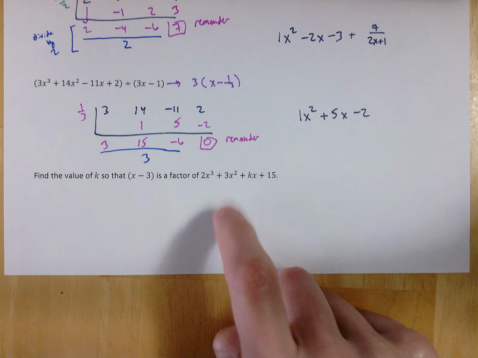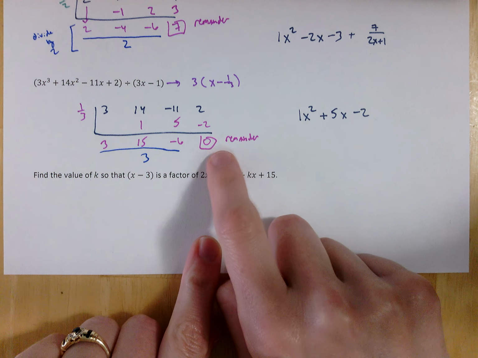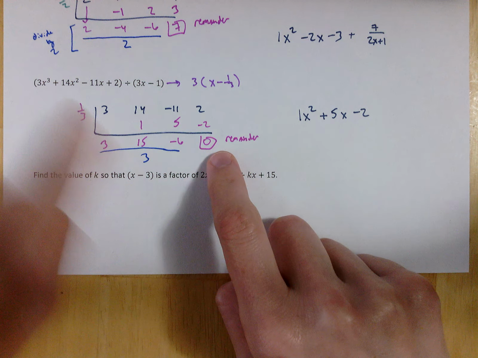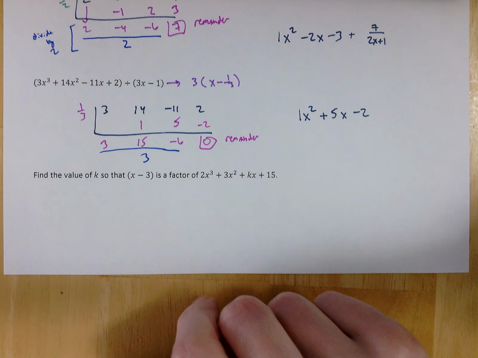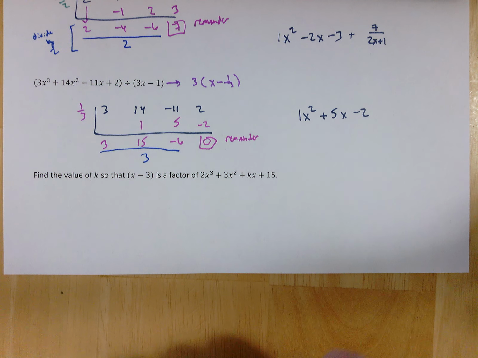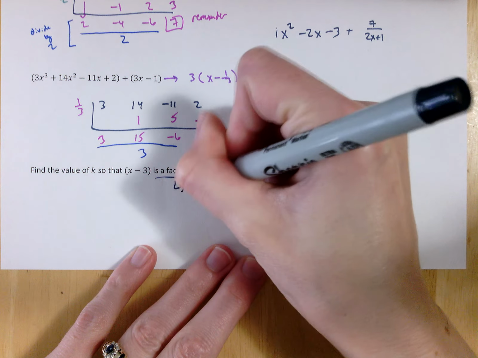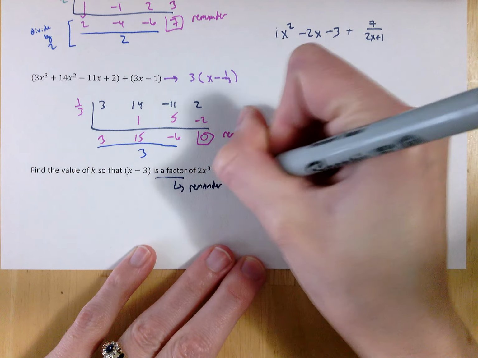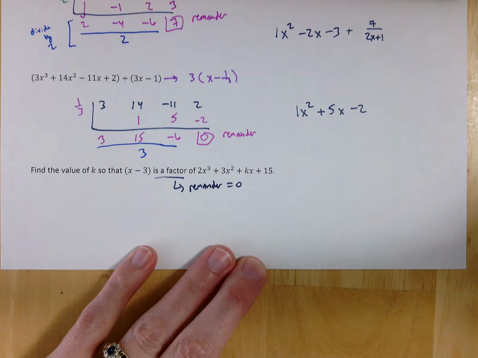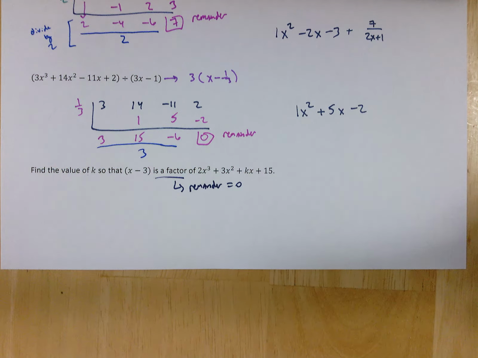So we are going to find a value of k so that this is a factor of this other polynomial. Remember, we just said that when you have a remainder of 0, that's what makes it a factor. Having a remainder of 0 is what tells you that something's a factor of something else. So that's the first piece of information we have here. If it's a factor, the remainder has to equal 0. That is a known piece of information.